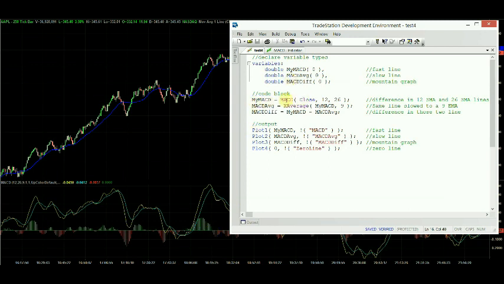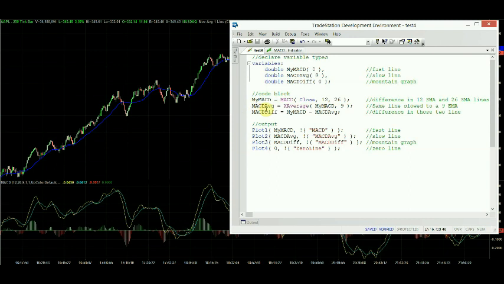My MACD uses a function called MACD, which takes two moving averages and then calculates the difference between them. So you have your 12 simple moving average and your 26 moving average, and they're calculated on the close, and it gives you the difference between them automatically.